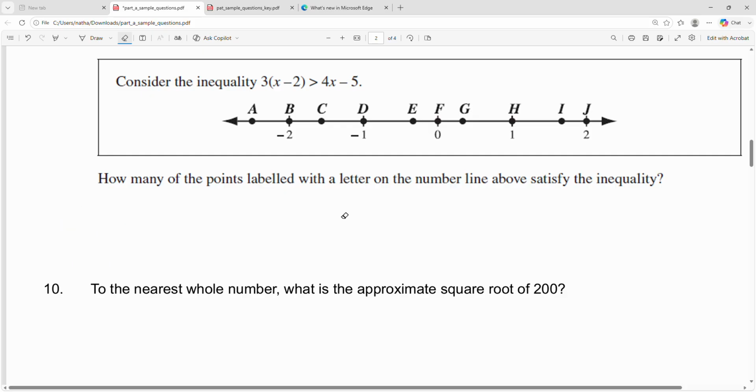So back to the question, I guess I didn't read that yet. How many of the points labeled with a letter on the number line above satisfy the inequality? So we're going to solve this. If it ends up being something like greater than or equal to 0, we're going to be looking at all of these values, right, are included because it starts at 0, includes 0, and goes that way. We'll come back to that in a minute when we get our actual answer.